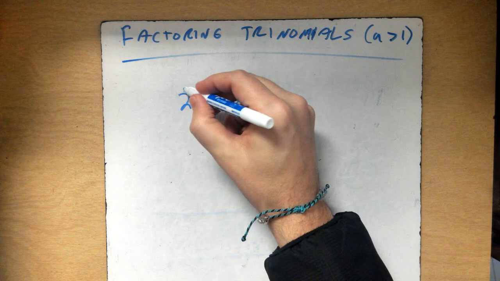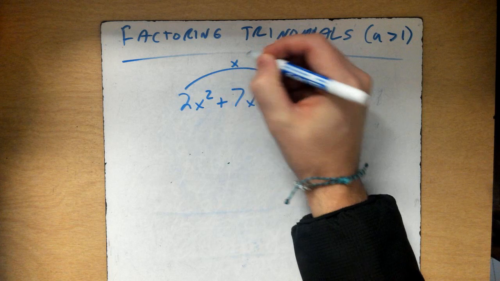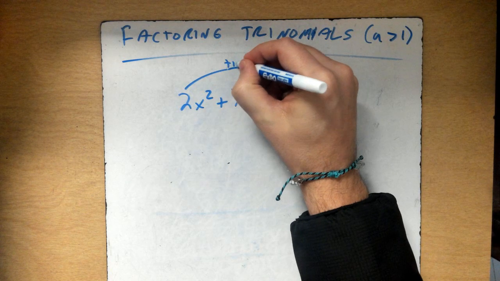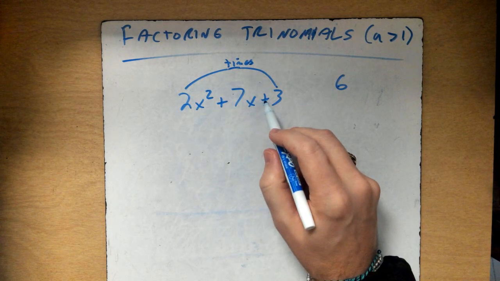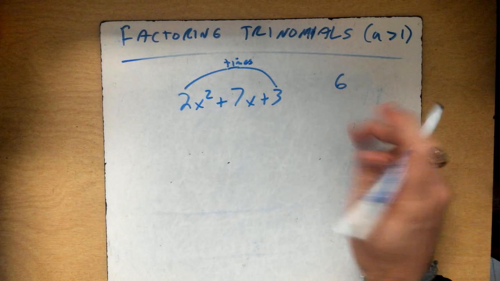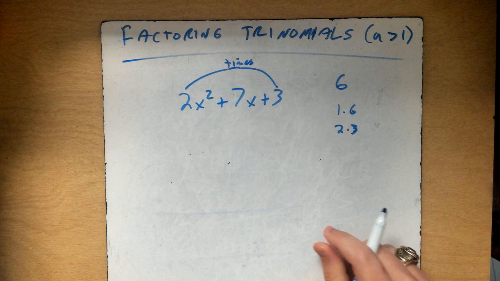So first step, multiply. So 2 times 3, and I get 6. 2 times 3 is 6. We got positives all around, so we're good. So what multiplies to 6? I have 1 times 6 and 2 times 3, right?